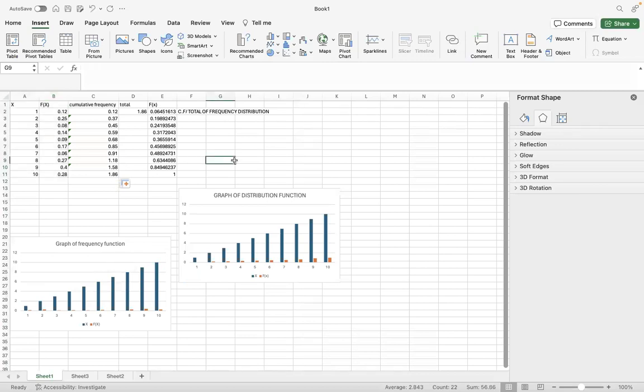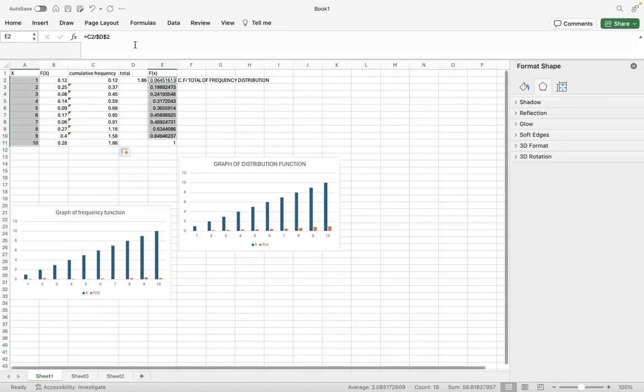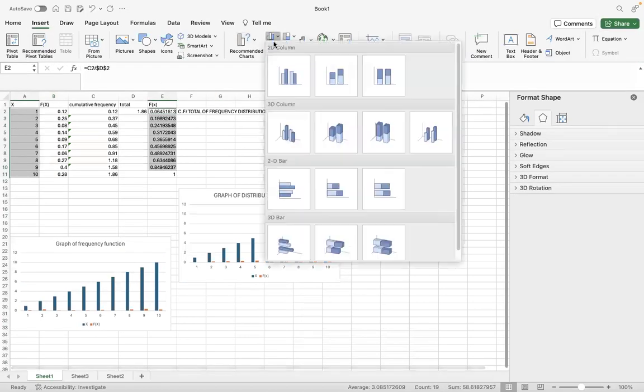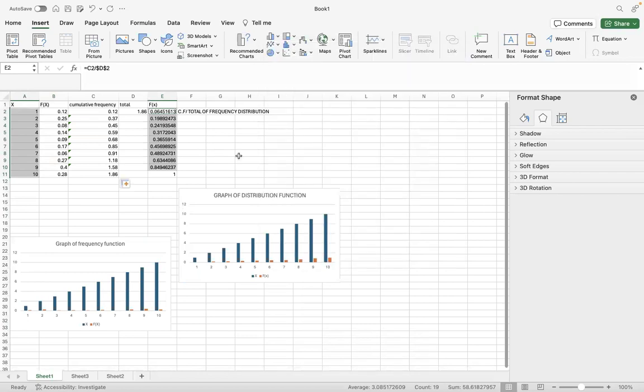In the same way, you need to find the distribution function. Select all these numbers, press Control, and select the other numbers. Again go to Insert, go to this chart, and click on the first chart. You can see two charts: one is the frequency function chart, and one is the distribution function chart. Done with the 31st question.